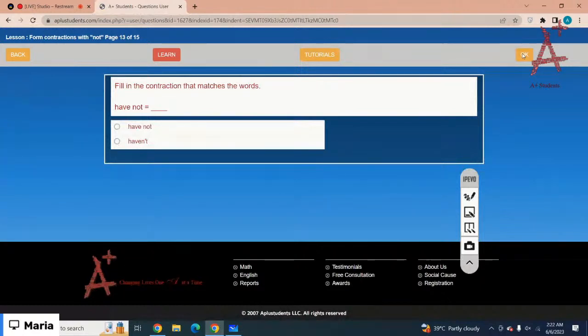Then you have have not. How do you write have not? You have to skip O and put an apostrophe there. It would be haven't. The second option is the correct one. Very good.